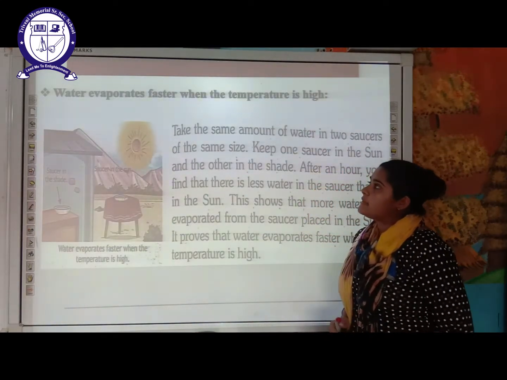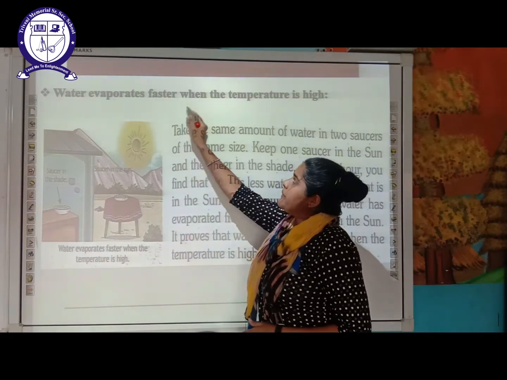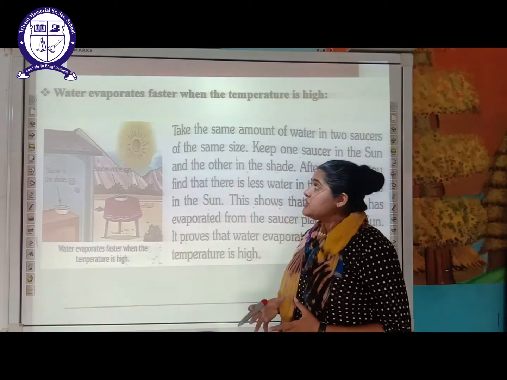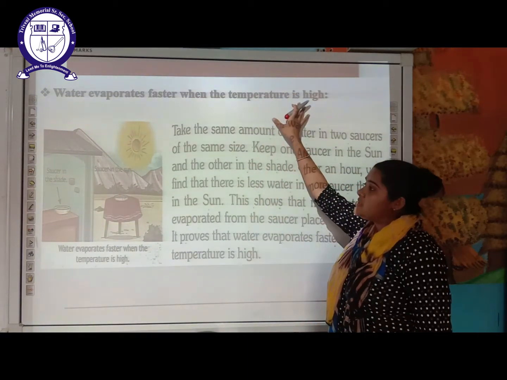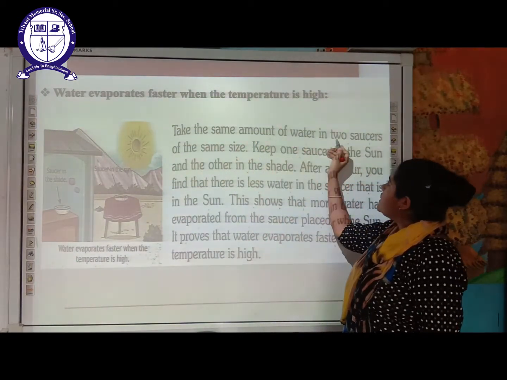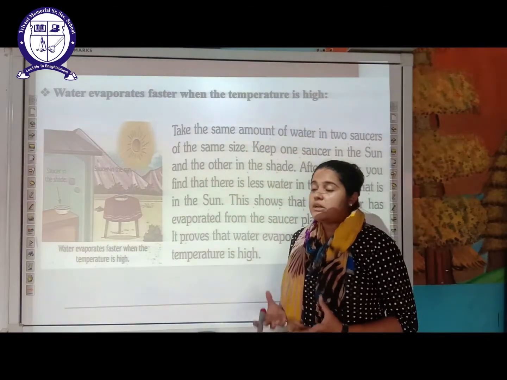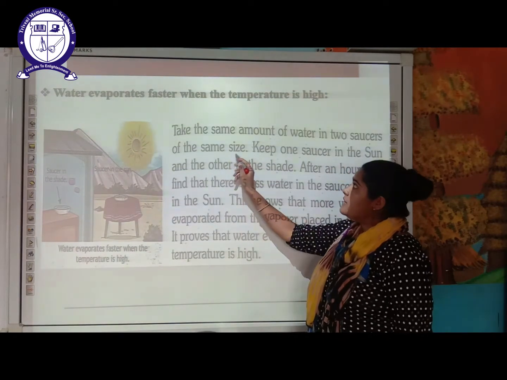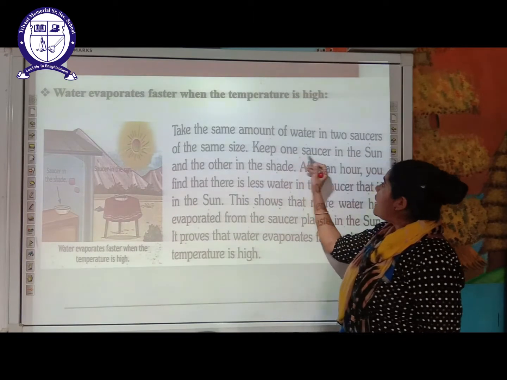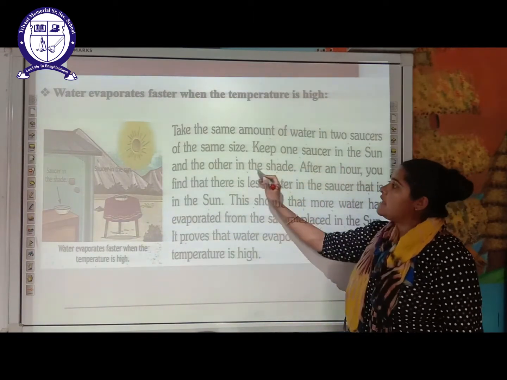Let's move on to the next part, that is water evaporates faster when the temperature is high, when the climatic conditions are very hot. So what you have to do is take the same amount of water in two saucers again. Take two saucers of the same size and pour an equal amount of water into them. Keep one saucer in the sun and the other in the shade.